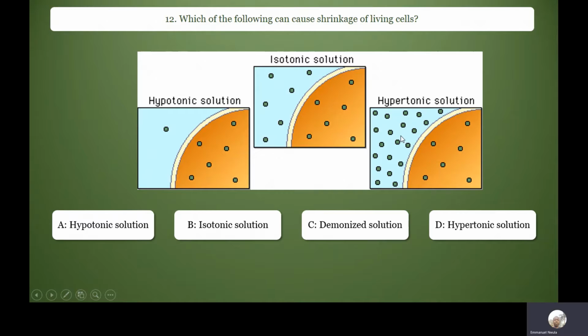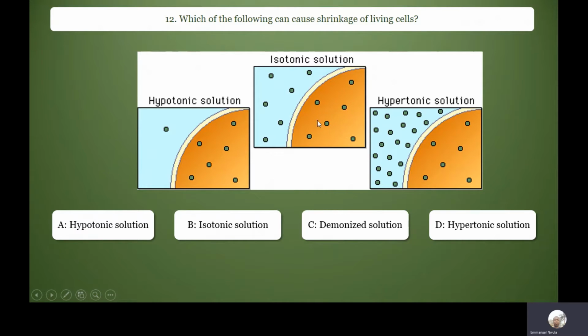It has more solutes than the cell, so water moves out of the cell to that solution, because water moves from dilute solution to more concentrated solution. So that is hypertonic solution. It has more solute than the cell, so it will cause the cell to lose water. So the correct option here is hypertonic solution.